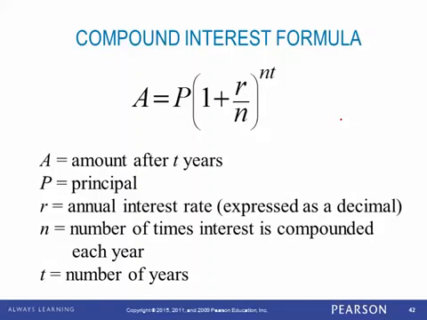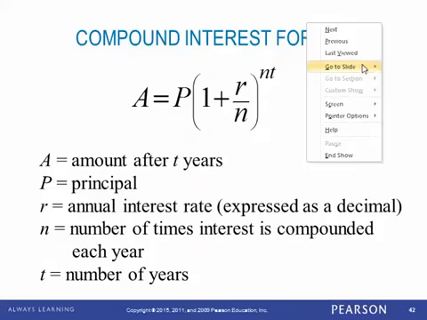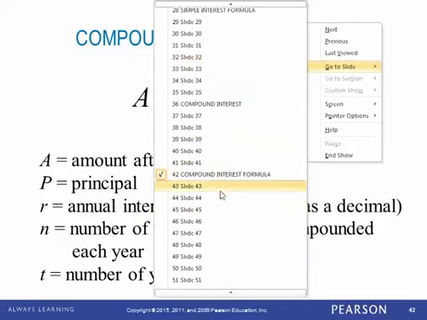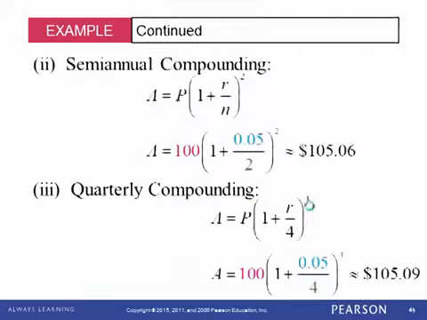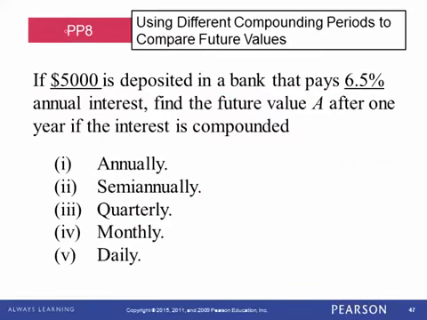And let's not do all of them because there's a whole bunch of them here. Skip around just so we can make sense here. It's 42. Practice problem number 8. You have $5,000 deposited. It pays 6.5% annual interest. Find the future value. Let's do just two different ones here. Let's do 1 and then let's do monthly. 1 and 4.